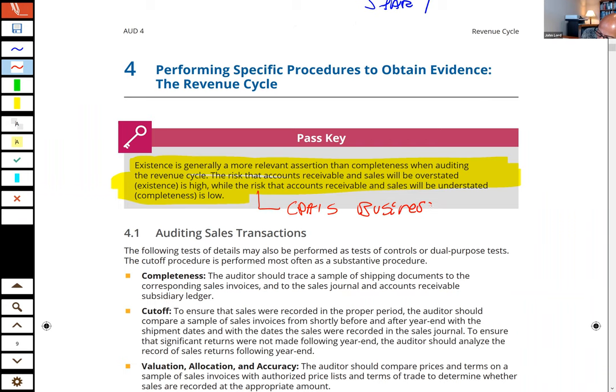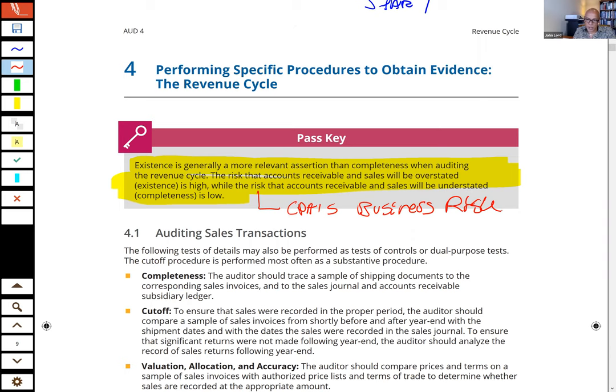By that, what I mean is, the CPA is worried about overstating the revenue, because if revenue is overstated, income will be overstated. If income is overstated, then the equity of the entity is going to be overstated. If the equity of the entity is overstated, then the stock is going to be overvalued.